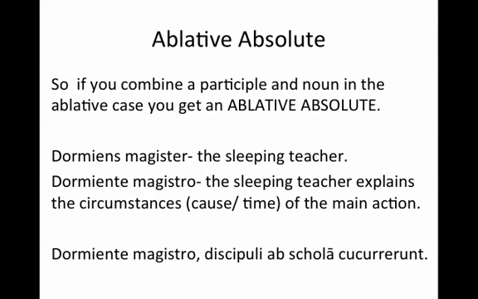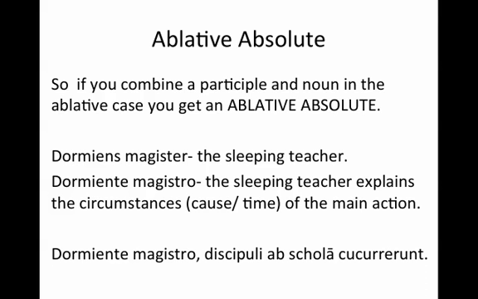So if you combine these two ideas, a participle and noun, and then an ablative case, you're going to get an ablative absolute. So dormiens magister just means the sleeping teacher. Now, if you want the sleeping teacher to be the cause, the when, the why, the where of the action, you put that in the ablative. Dormiente magistro. And that, again, is going to just explain circumstances.